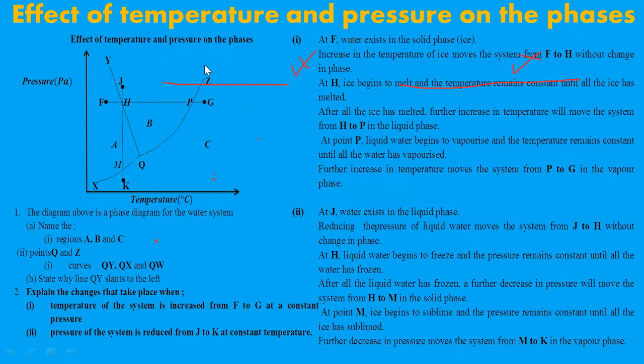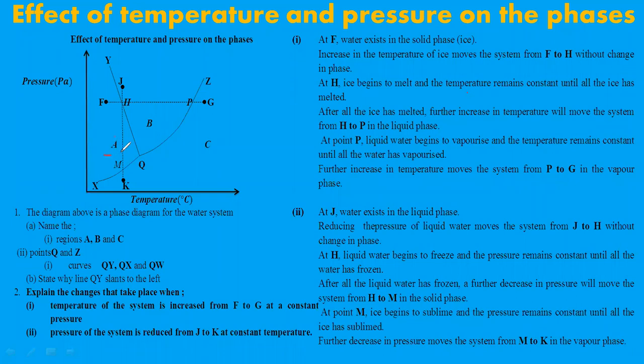Here we are with some questions. We are looking at the effect of temperature and pressure on the different phases. So I still have the water system being drawn here, and I have some questions I want you to answer. The diagram above is a phase diagram for the water system. Name regions A, B, and C.